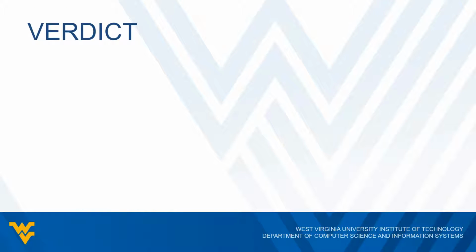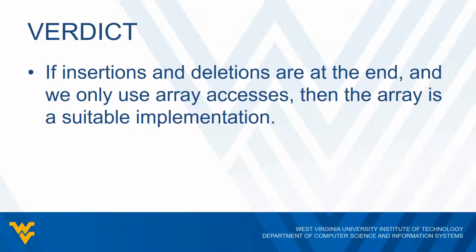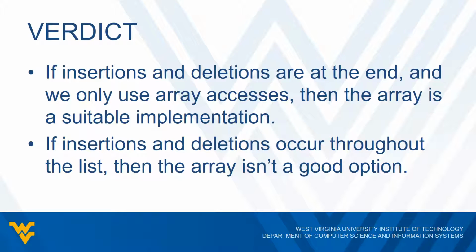So what's our final verdict on using arrays for lists? Well, it kind of depends. If inserting and deleting are done at the end of the array, and we're only using array accesses where we're directly accessing elements of an array, then the array is a pretty good option. It's a good implementation for our list abstract data type. Now, if we're doing inserting and deleting at other places in the list and not just at the end, then the array is not a great option just because of the extra time it's going to need to move all the elements around.